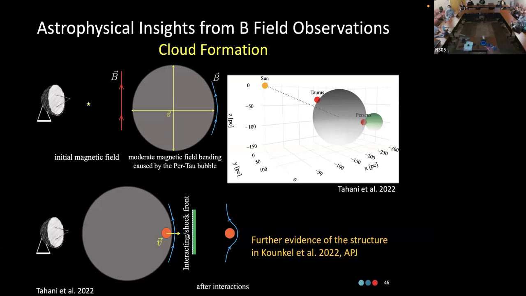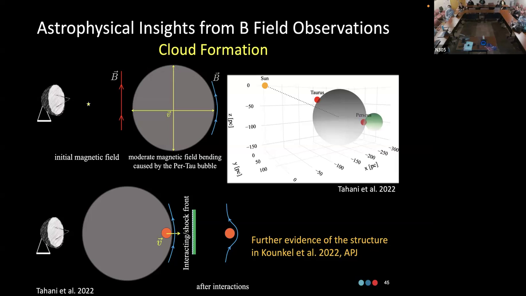So here, I'm showing the Perseus cloud with the orange bubble, and the Per-Tau is shown with this bubble. And you can see a 3D cartoon of it here. So Taurus, Perseus, and the Per-Tau shell, and the structure, if it's a bubble, is shown with a green bubble or circle here. The cool thing is that right after I put this paper on arXiv, the presence of this structure was confirmed using kinematic observations.